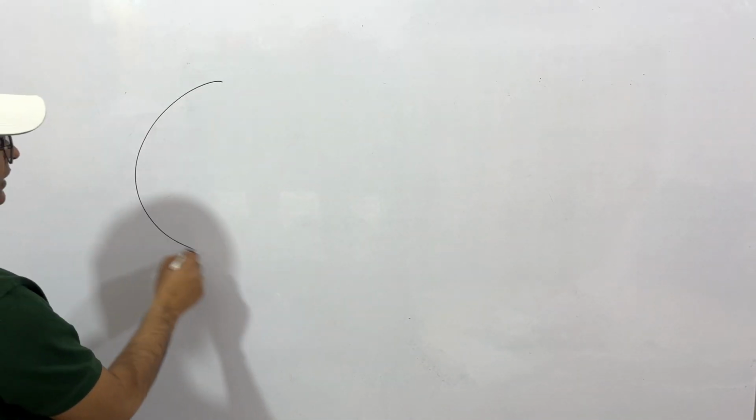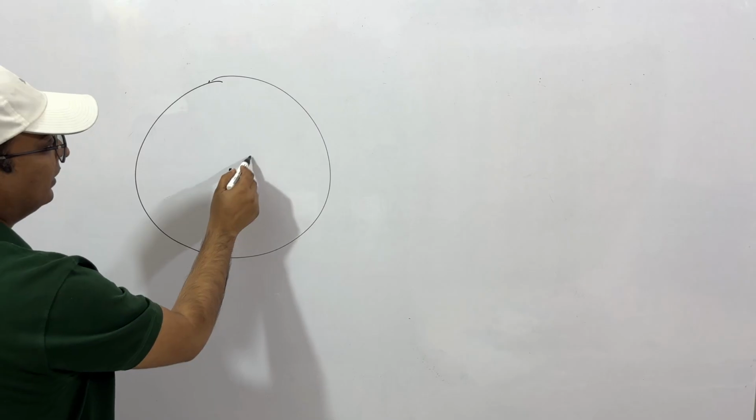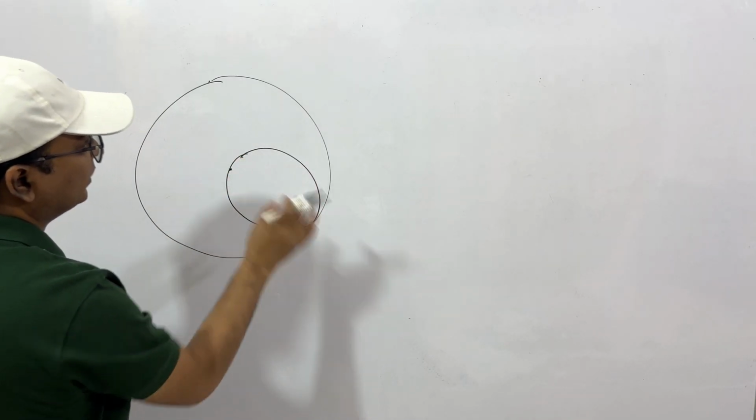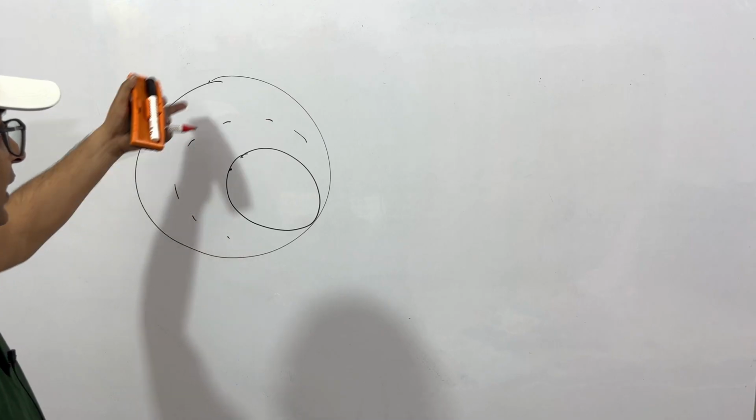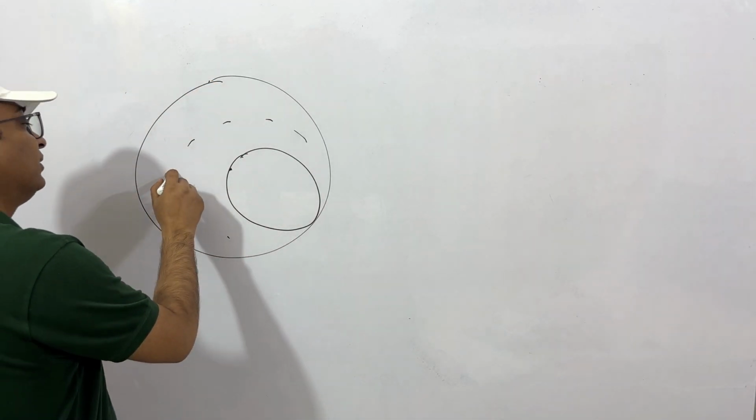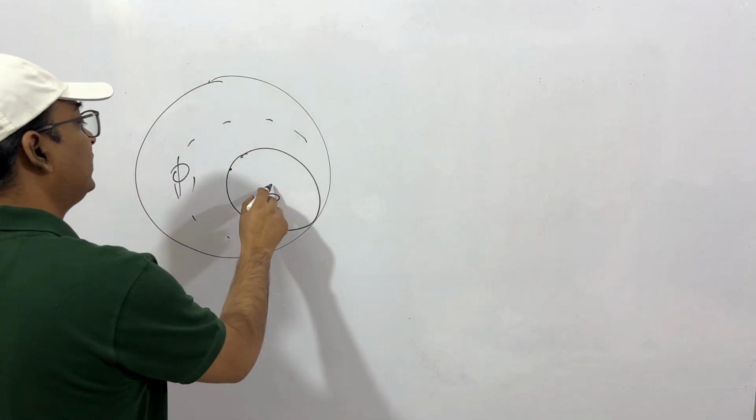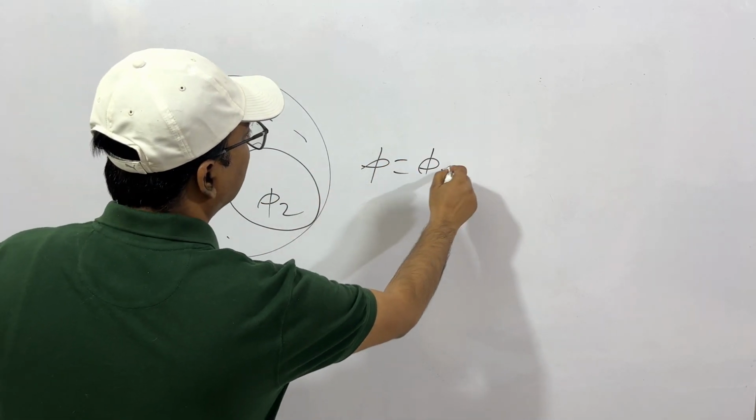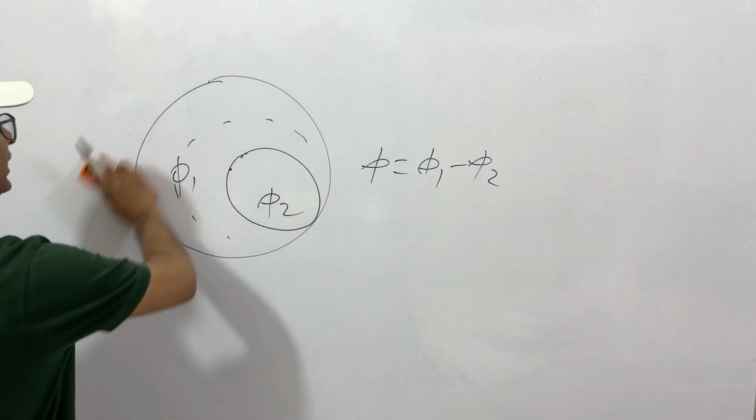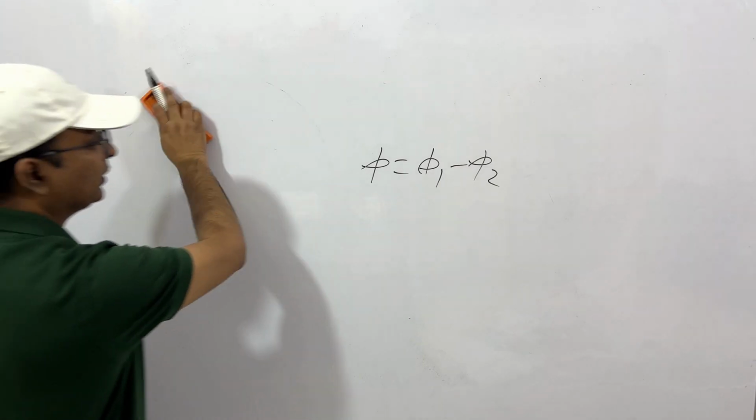For example, if this is a disk and inside this disk another disk is cut out, so we have this shape only, and we have to find electric field due to charge on this shape. Then we'll have phi, let's say phi 1 because of this and phi 2 because of this. The net flux will be, since this has been cut out, phi 1 minus phi 2. So this is why I told you why this property is important. It is an important property of flux.